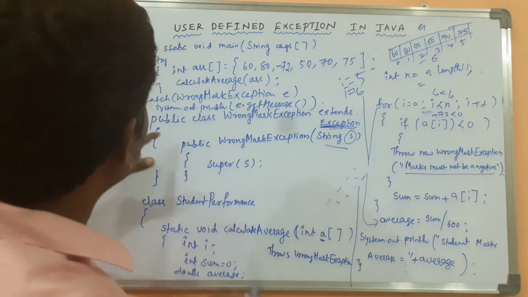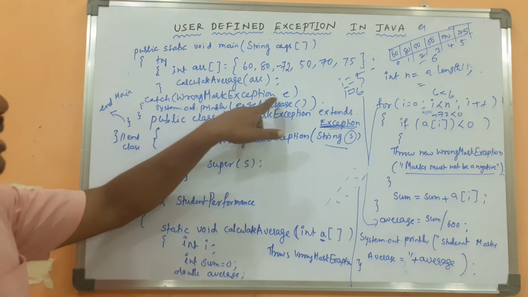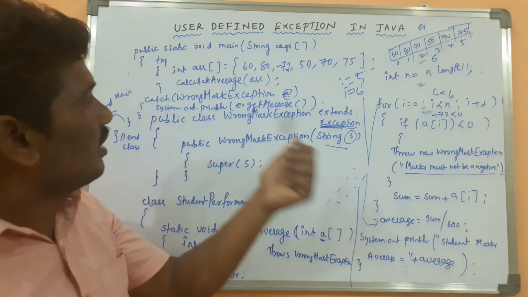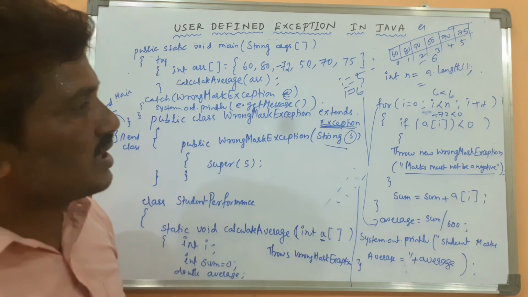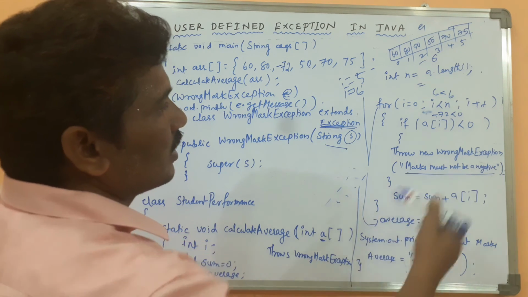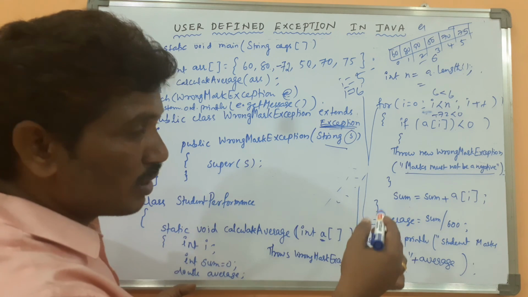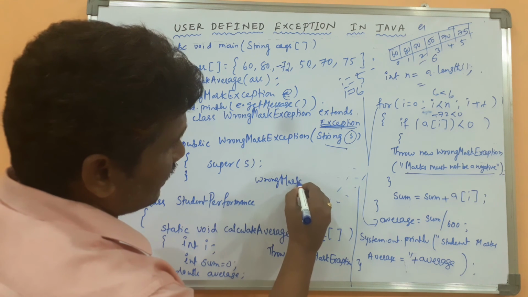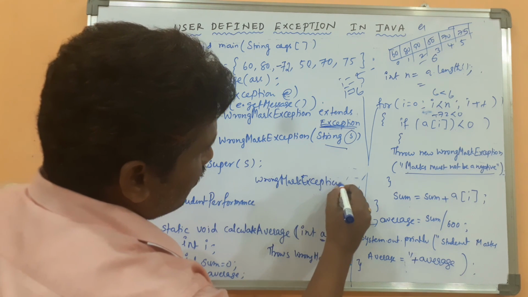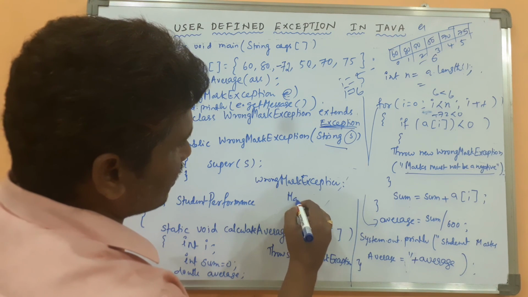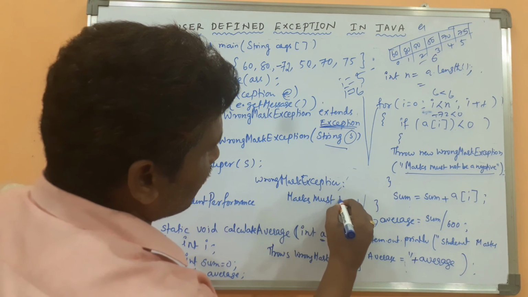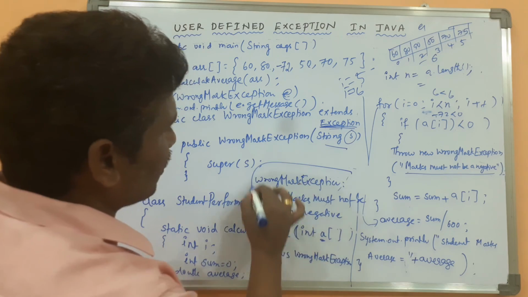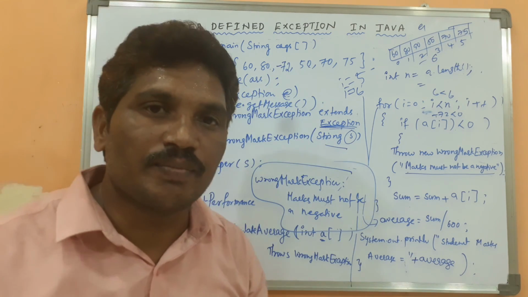Then it comes to where the catch block is, here. The WrongMarksException argument is placed here. Then System.out e.getMessage(). What is the output? We got it. It is WrongMarksException: marks must not be a negative. Okay, we get this output when you enter a negative value.